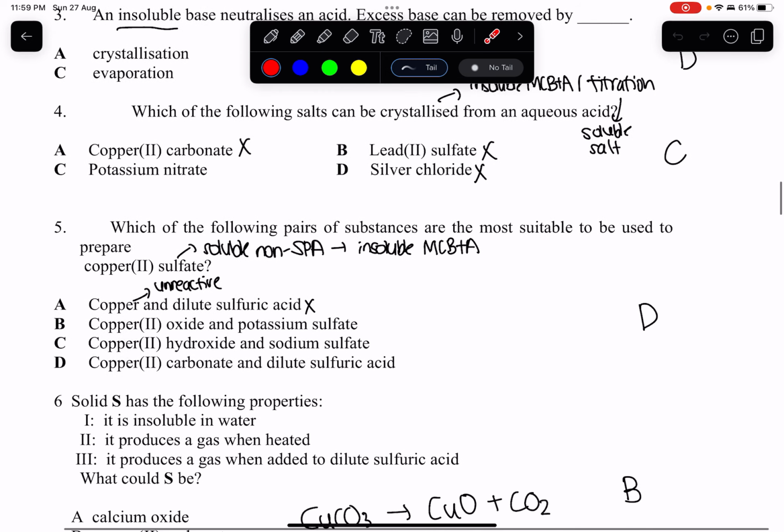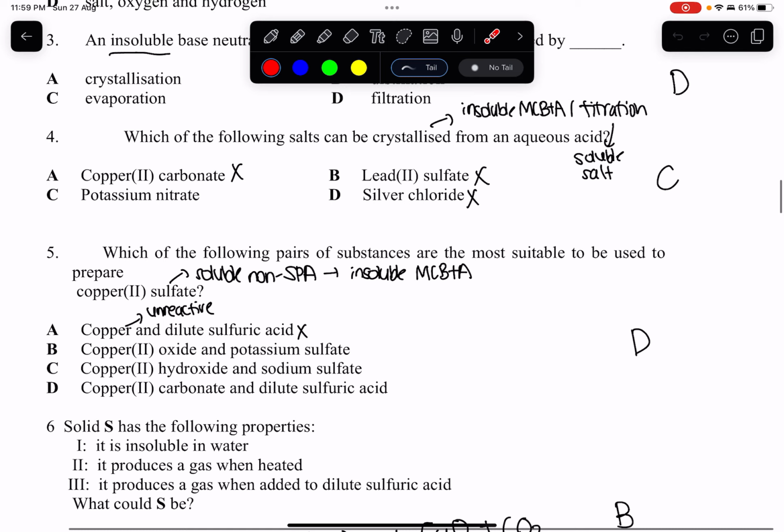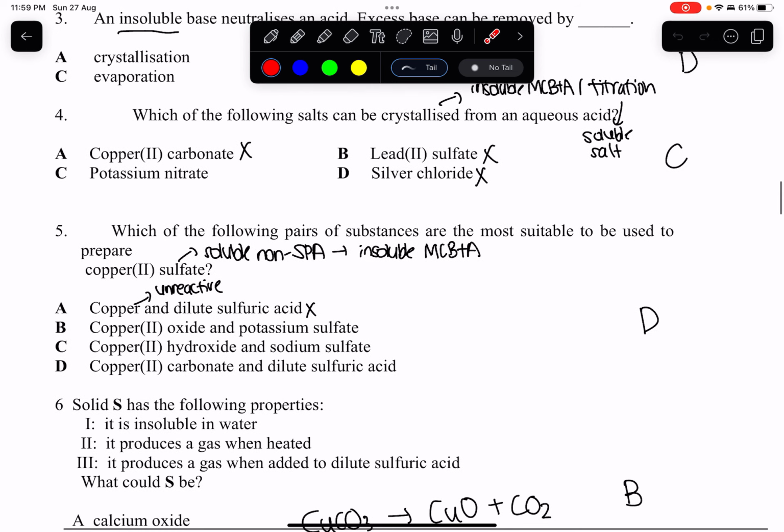For question 4, which of the following salts can be crystallized from an aqueous acid? In other words, it has to be a soluble salt, because if it's an insoluble salt, there's no need to crystallize it. Since you're crystallizing it, it has to be from an insoluble base plus acid or titration reaction. But if you look at options A, B, and D, they are all insoluble salts. The answer has to be C, which is a soluble salt.